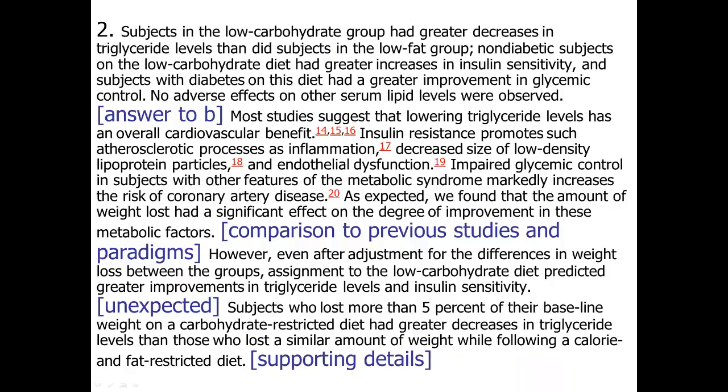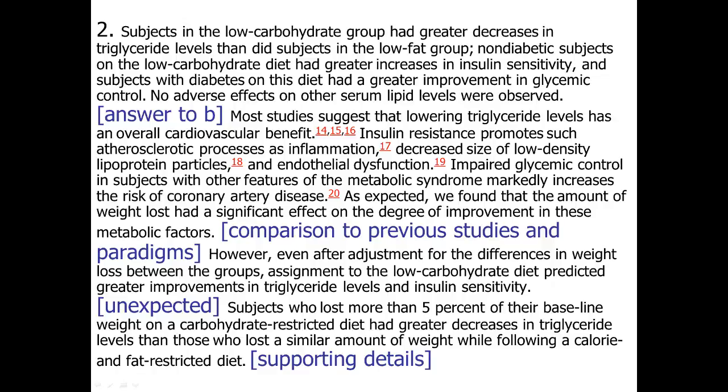They answer that second question, which was the concern about if you eat a lot of steak and cheese, your cholesterol might skyrocket and you might have heart attacks. So they answer that question. Subjects in the low-carb group actually had greater decreases in triglyceride, that's good, than subjects in the low-fat group. They had greater increases in insulin sensitivity, which is also good. There were no adverse effects on serum lipids, things like cholesterol. So that answers their second question. So it doesn't appear to have any bad effects in terms of cardiovascular risk.